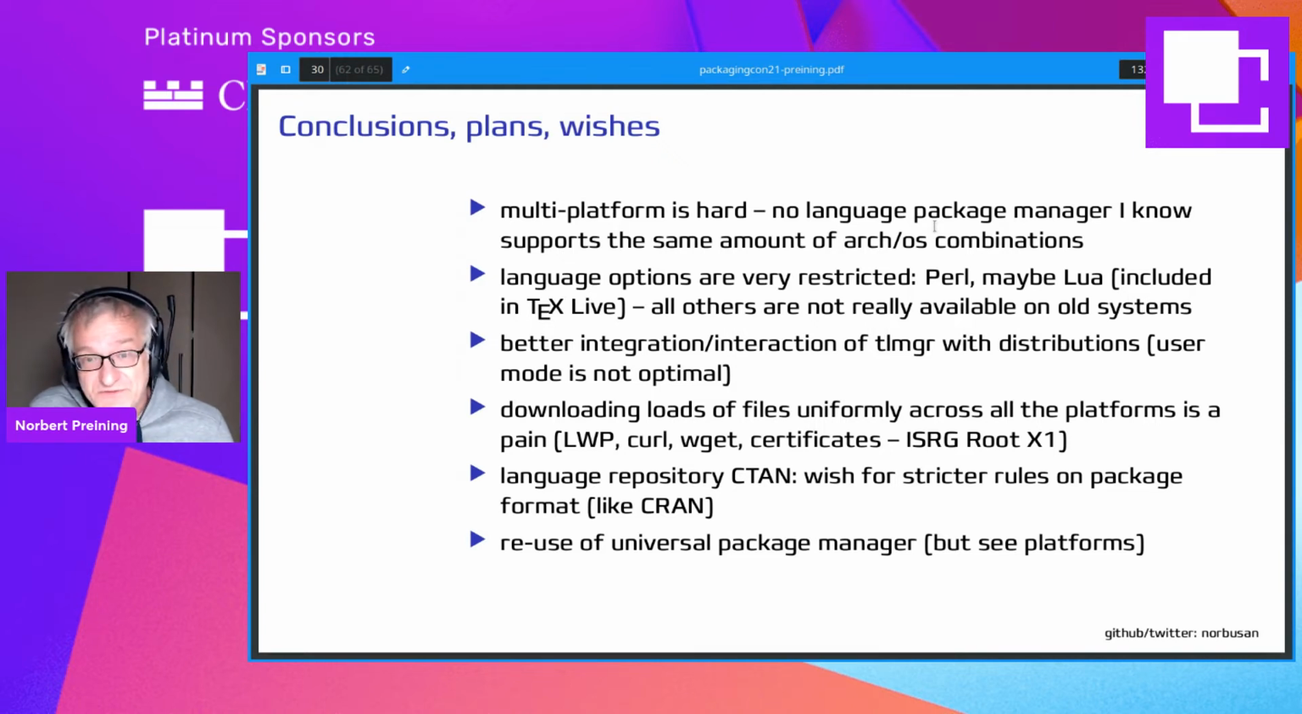Then CTAN, as I mentioned before. I always wish, and I hope, but it will not change anymore, for stricter rules. CRAN has extremely strict rules on the format of what is uploaded. That would be really helpful for distributing, because we could install directly from CTAN, like the CRAN manager installs directly from CRAN. This is something we cannot do at the moment. And because it was discussed here, reuse of some universal package manager would be nice, but I haven't seen any package manager able to run on the set of systems we are supporting, even the reduced set of systems we are putting onto the DVD.